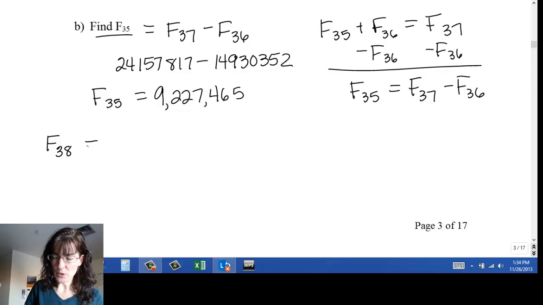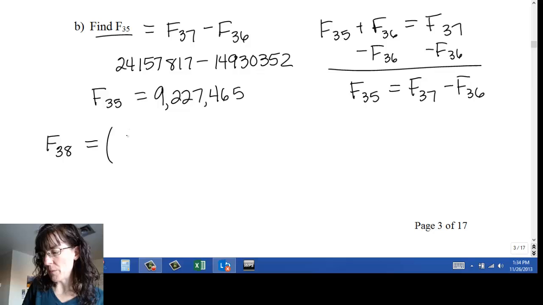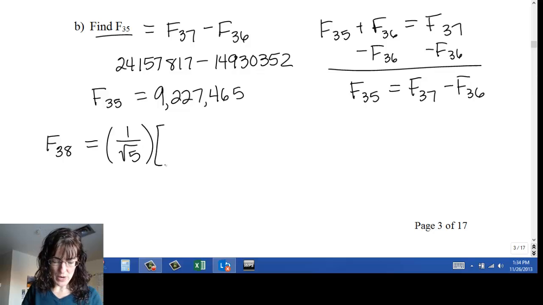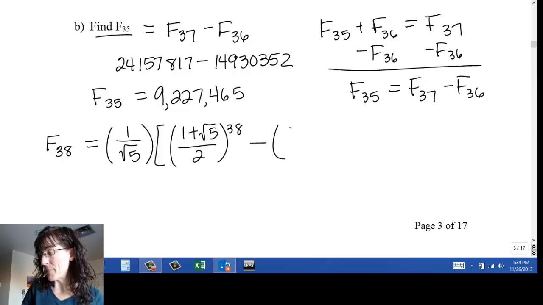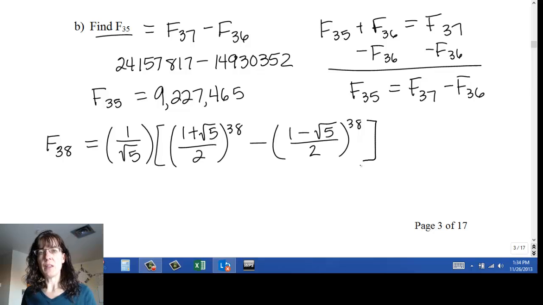sub 38, for example, which was our part A, by taking 1 divided by the square root of 5 times big square brackets, 1 plus square root of 5 over 2 raised to the 38th, minus 1 minus the square root of 5 over 2 raised to the 38th, and then the ending square brackets.